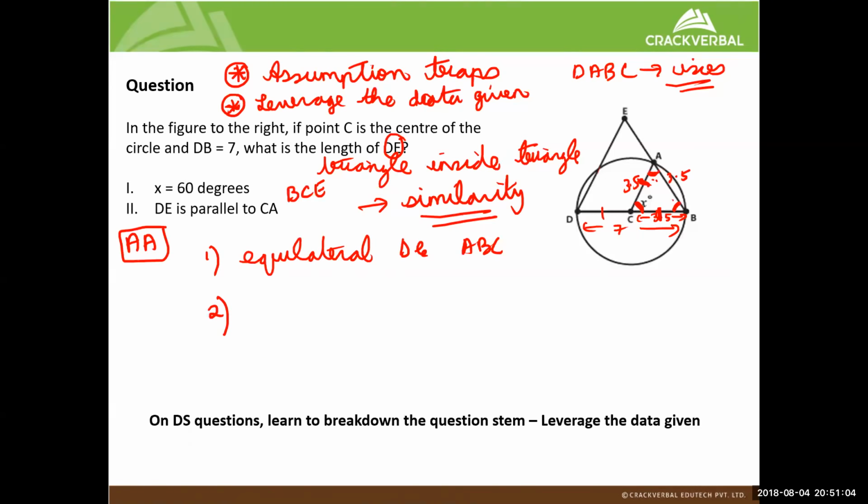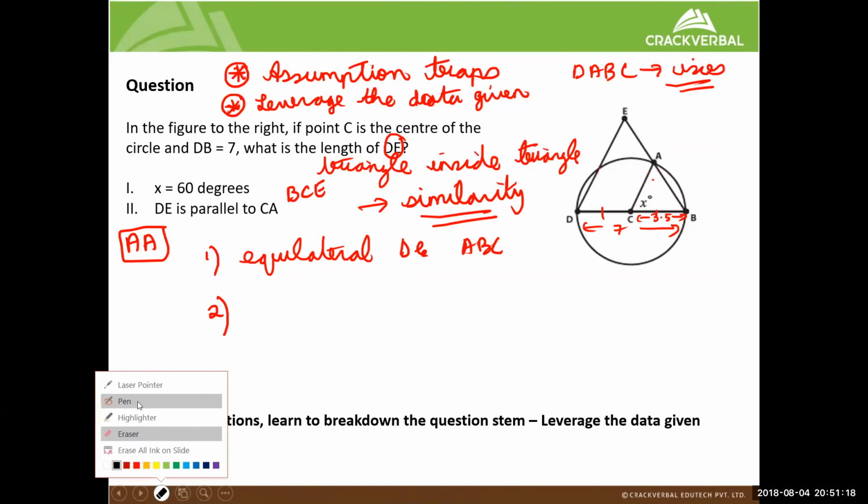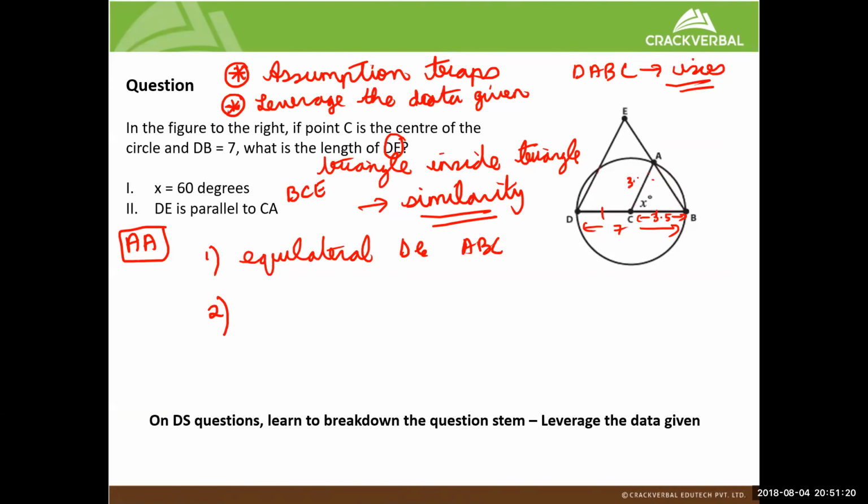Now the second statement is where you'll have to think a little carefully. So I'm just going to erase what I've written on the diagram first. So let me erase this, and this. So I have this to be 3.52 and I have this to be equal to this. So now what they're telling me is DE is parallel to CA.